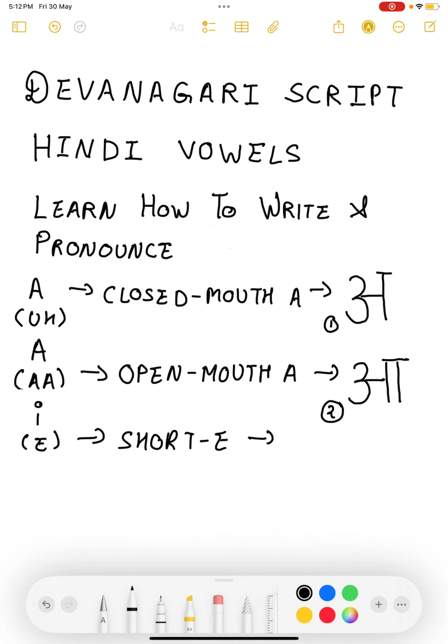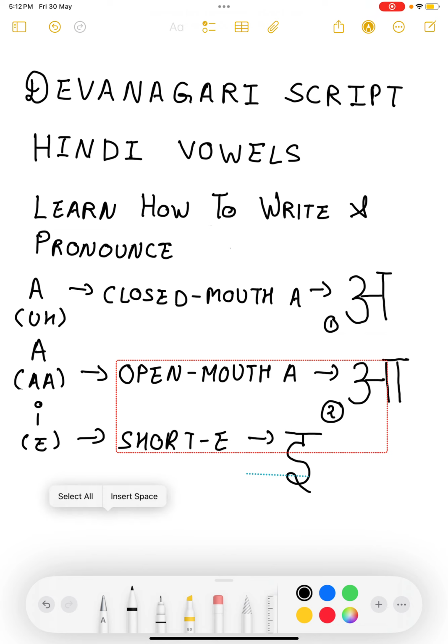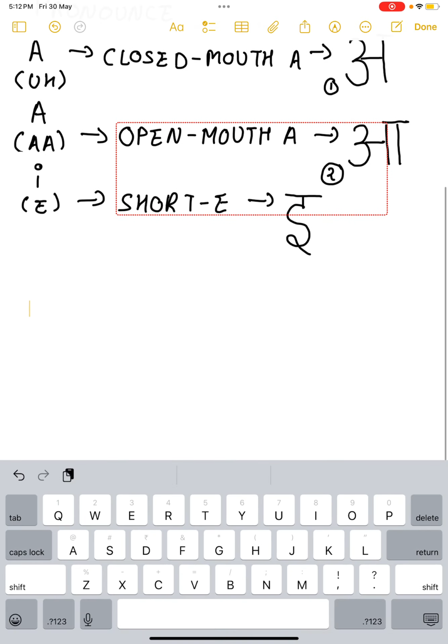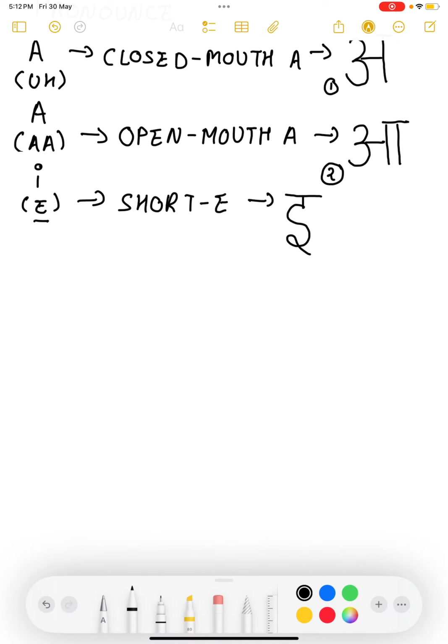Let's see how to write this one. Small line, something like a letter S, a loop down like this, covered on the top. This is letter E. Short E. This is the sound. This is how it's written in English letters. This is how it's written in the script. This vowel, short E.